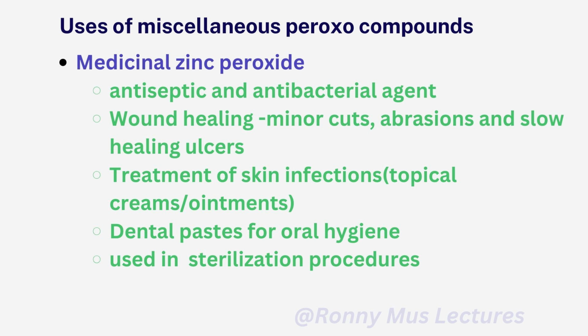So we look at uses of miscellaneous peroxo compounds, and number one is medicinal zinc peroxide. This one is used as an antiseptic and also an antibacterial agent. It can be used in wound healing and treatment of skin infections. So you'll find it in topical creams and ointments. You can also find it in dental pastes for oral hygiene. And also it is important in sterilization procedures.